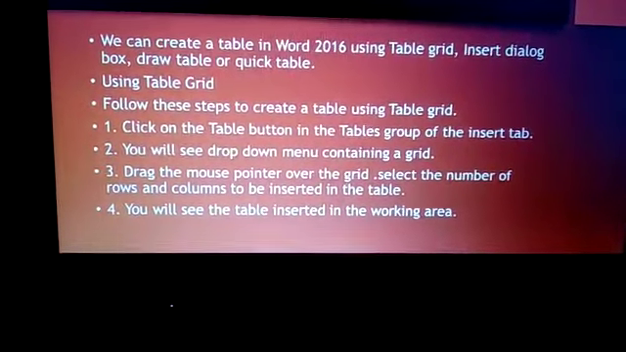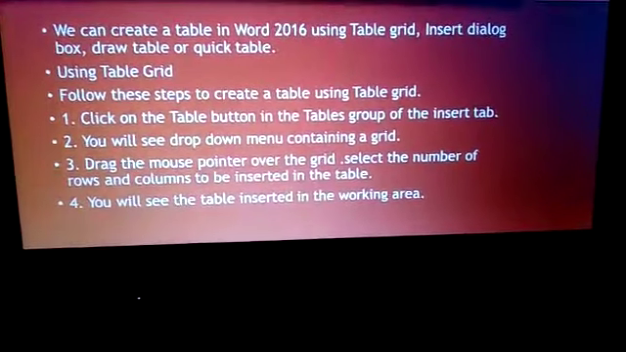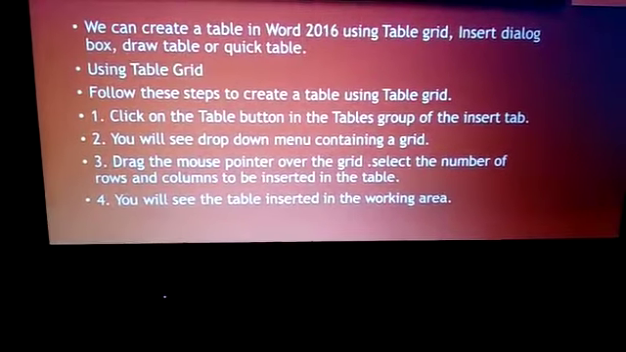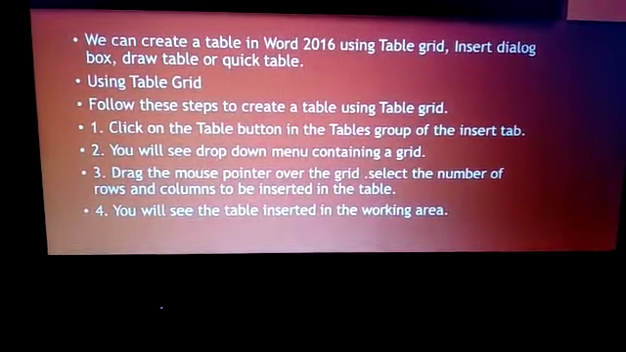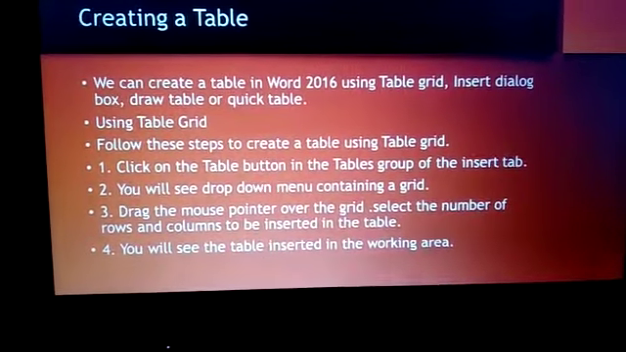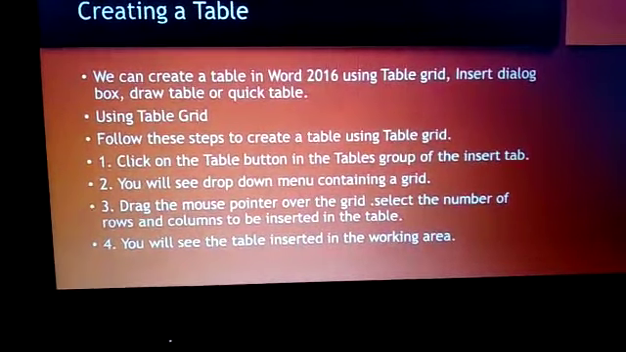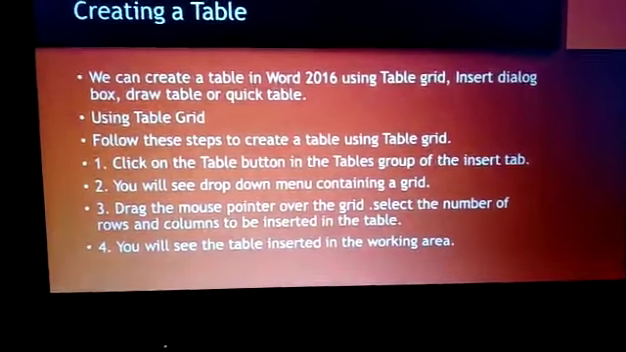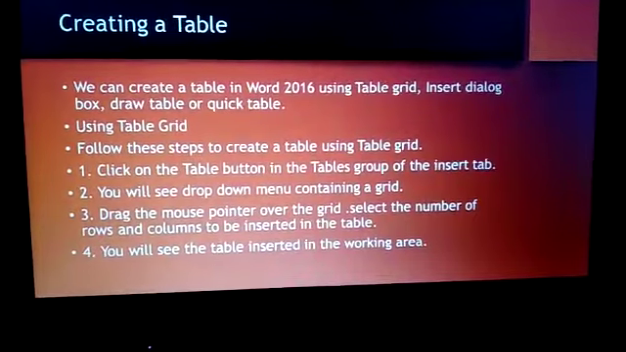Next, you will see drop down menu containing a grid. Drag the mouse pointer over the grid, select the number of rows and columns to be inserted in the table. So here we have to drag using the mouse and we have to choose the number of rows and columns. Next, you will see the table inserted in the working area. These are the steps for the table grid.